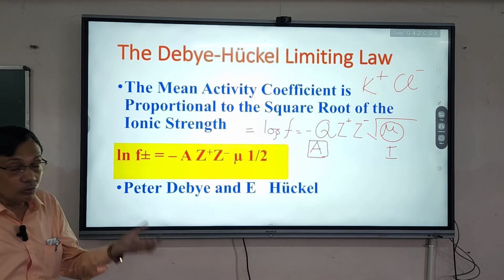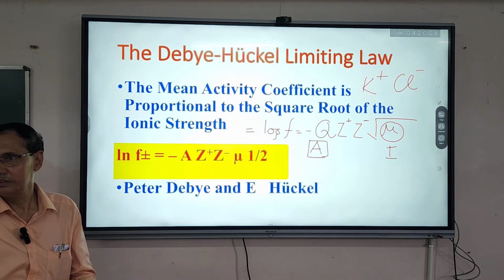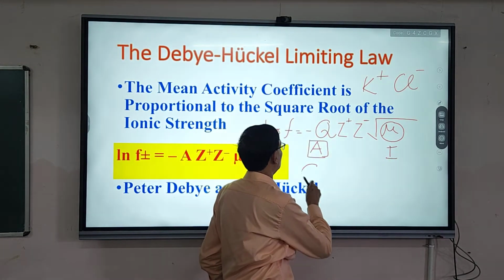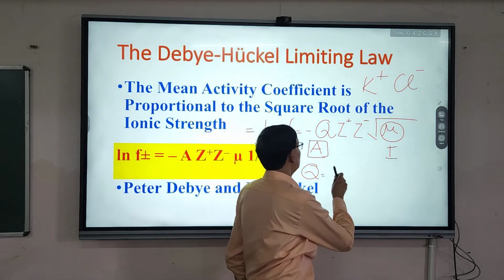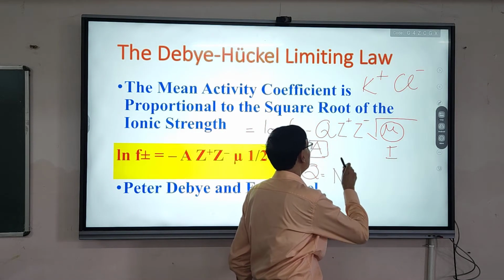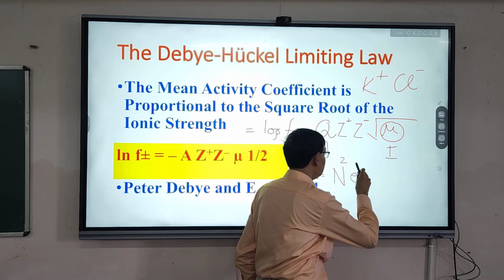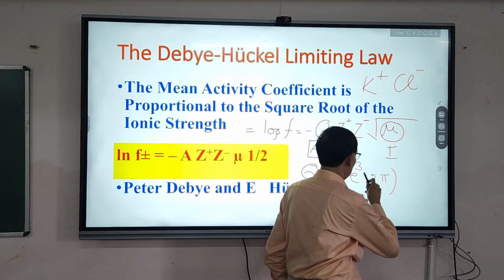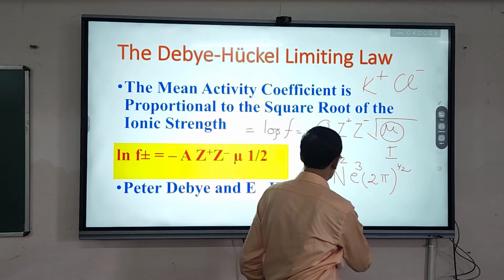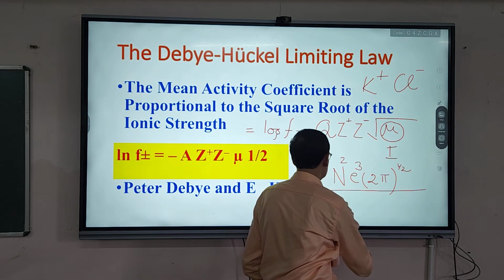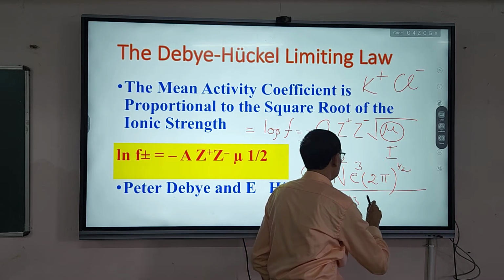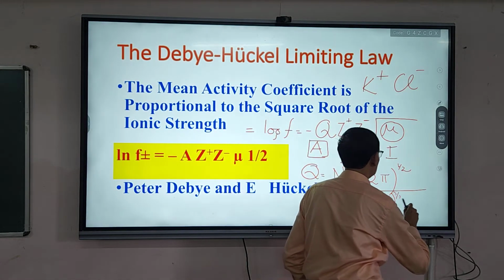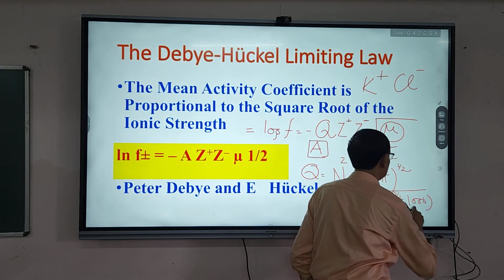And what about the Q or constant? So it is sometimes related to thickness of ionic atmosphere. So the Q is equal to N square, N is the Avogadro number, charge of electron, 2 pi, half, 2.303, epsilon kT, 3 by 2, 1000 half.